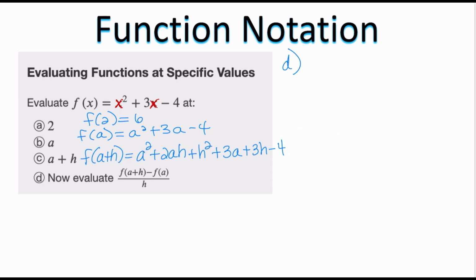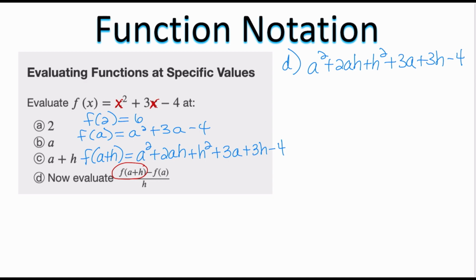So now in part D, they want us to evaluate f of (a plus h) minus f of a, over h. I'm not going to end up doing this again because remember that we already have some of these parts done for us. So f of a plus h, which is the first part that they want us to find, we already found in part C. So I'm going to copy down exactly what that answer is. It's a squared plus 2ah plus h squared plus 3a plus 3h minus 4.